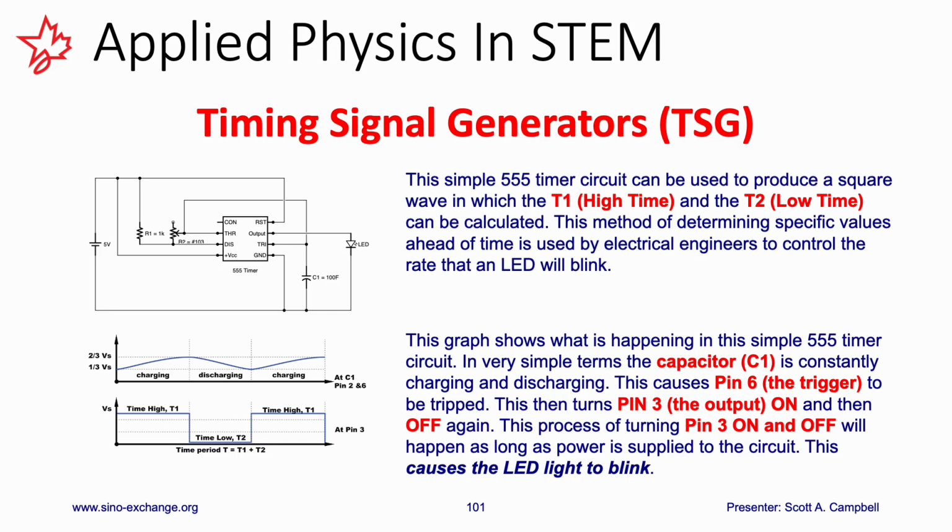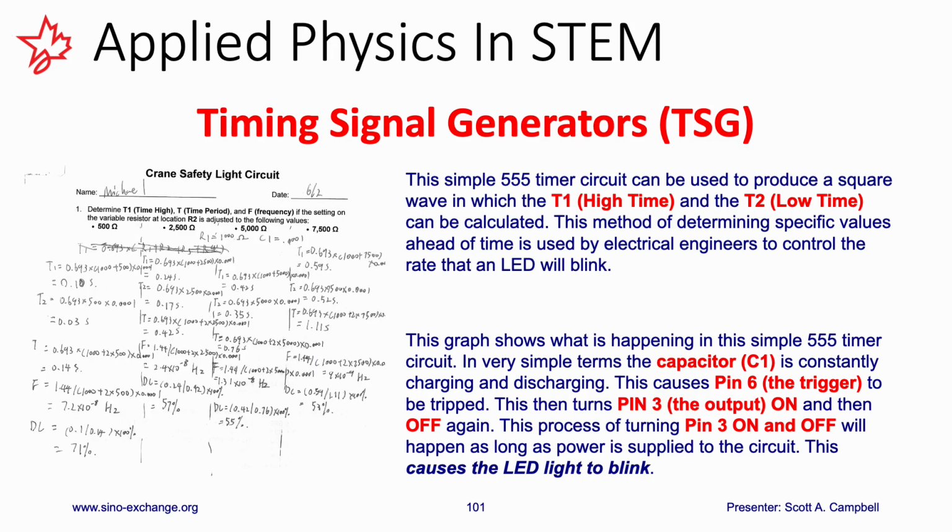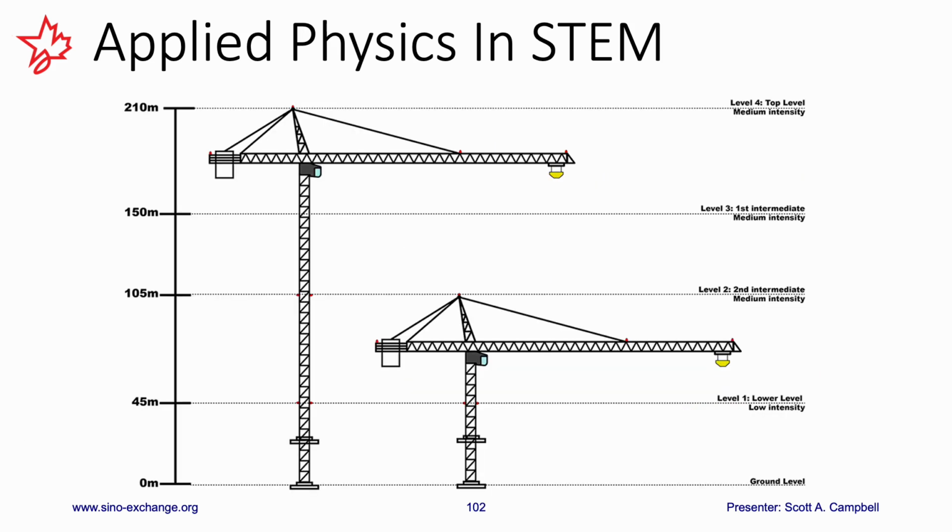But the concepts are not too hard to grasp if we properly model the theory before asking our students to apply it. So here you can see the calculations that the students used to determine what components they needed to build their circuit, and these choices would have a direct effect on the rate at which their safety lights would flash.